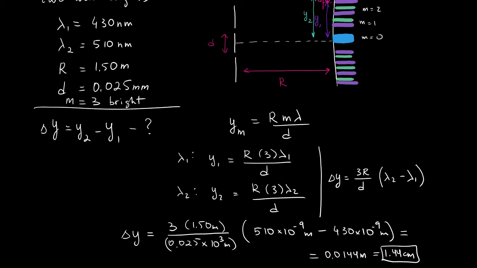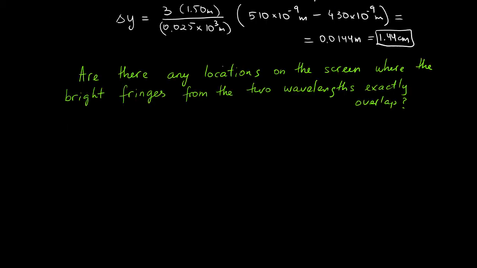Now, there is an interesting question arising. Is there any spot on the screen where these two bright fringes from these two wavelengths will exactly overlap? Well, if we want to find such a location, we will need to make the positions of each fringe from each wavelength equal to each other. So I could say y1 equals y2.